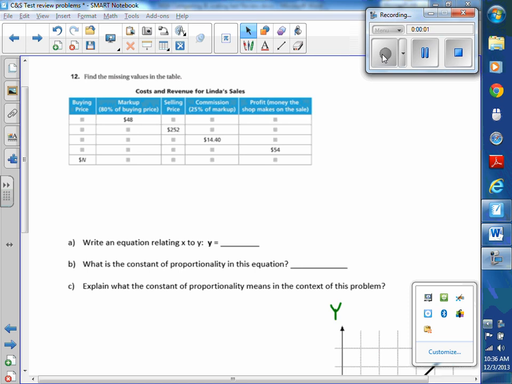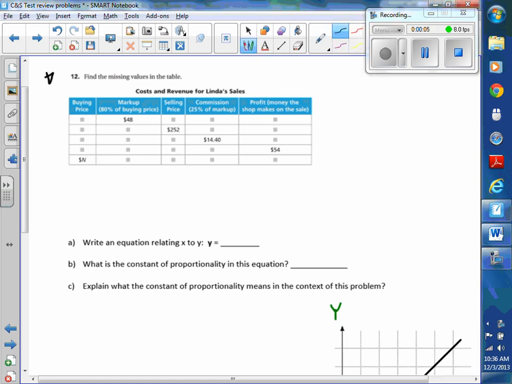Let's start with that homework problem from last night, which is your number 12 in the ACE problems. This is a really good test question. I would say there's a little bit of bonus level in here, but not all of it. And I think you should expect to see something with a buying price, a markup, all of that stuff tomorrow.